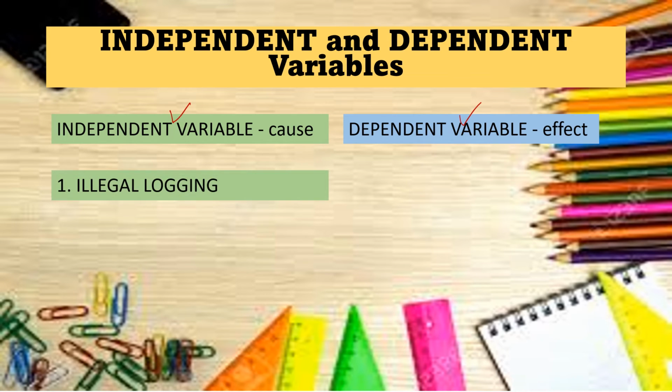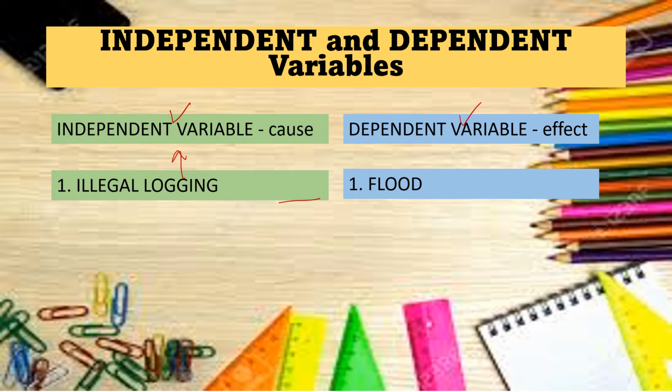So, for math, let's say for example, we will try to identify illegal logging and flood. In this case, illegal logging is considered to be an independent variable. Illegal na pagputol ng mga puno. Bakit? Ito kasi yung action. Ito yung dahilan kung bakit nagkakaroon ng flood or ng pagbaha. So, since flood ay ang naging epekto, then it is considered to be a dependent variable.